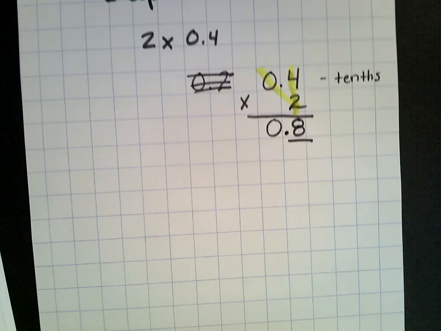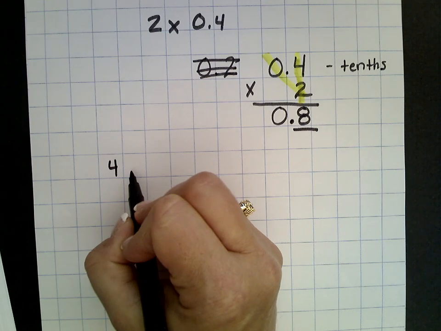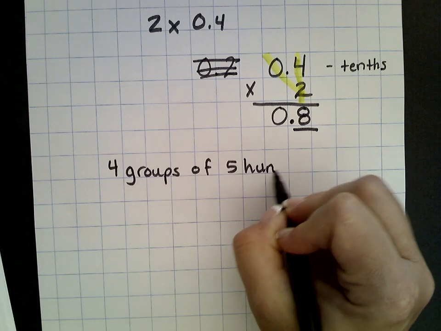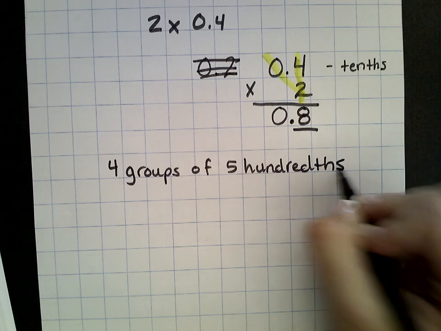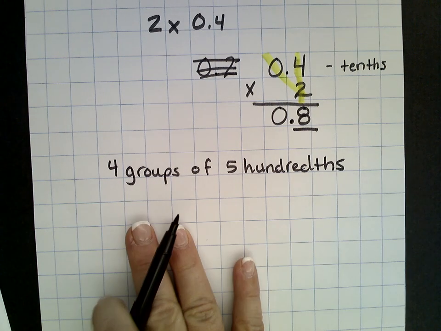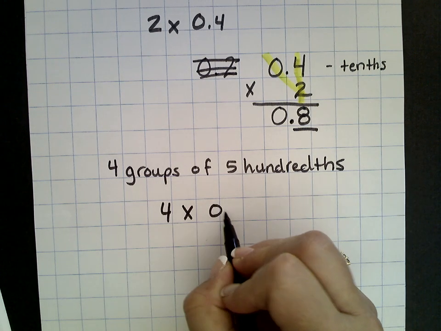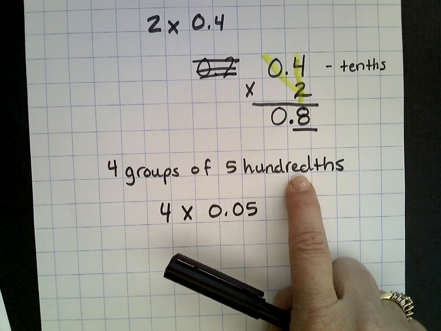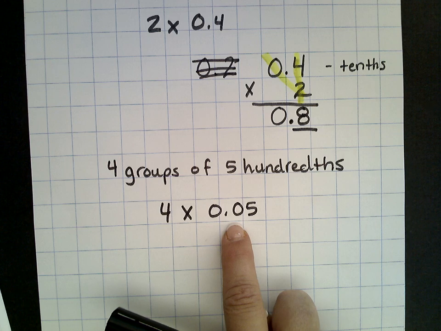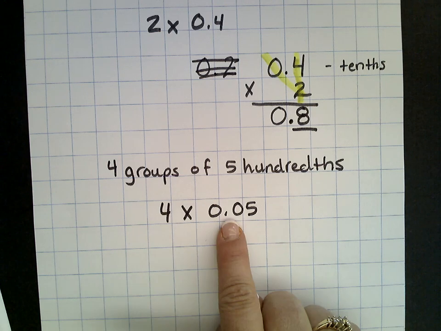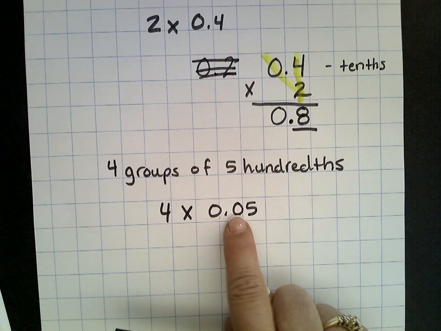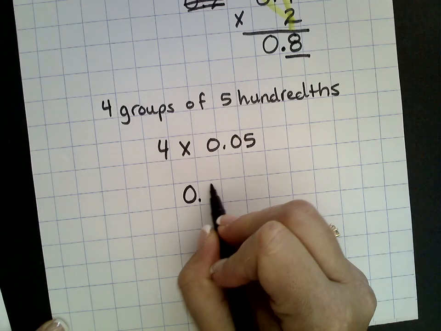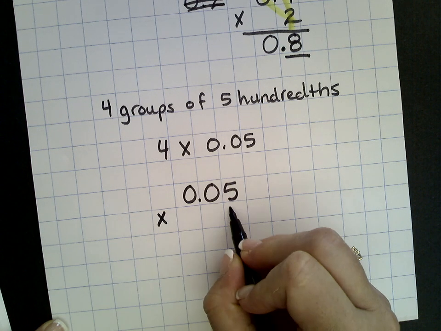Okay? You might see something like this that says 4 groups of 500ths. So that means 4 times, and I need to write 500ths. Once again, if you're not sure how to write 500ths, use that place value chart to get the right number. So I am noticing that 500ths has 3 digits, so I'm going to put that on top. So my problem is going to look like this.